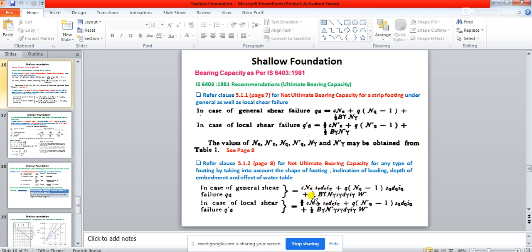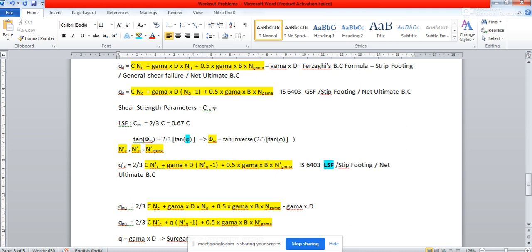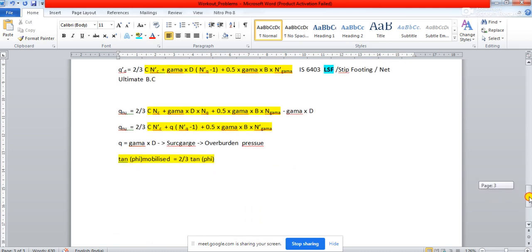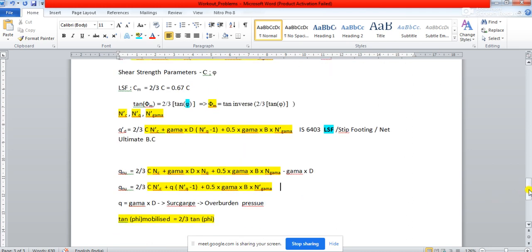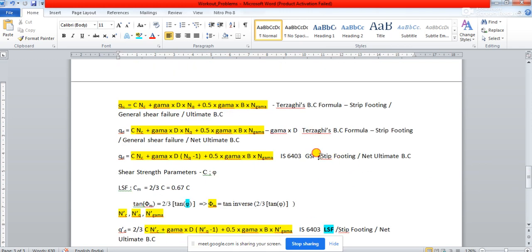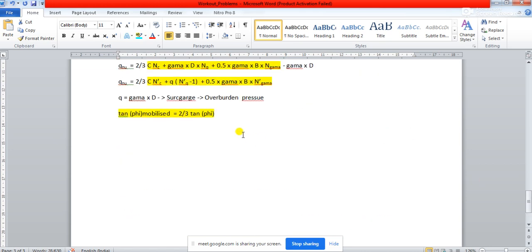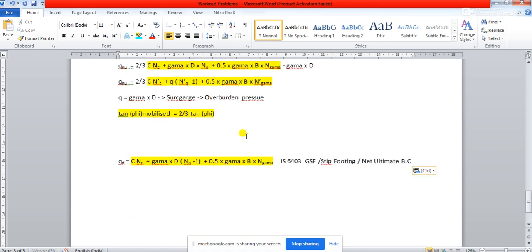Now considering this, I am going back to this one, and I'll show you what is being changed. It is very simple to remember. We said for strip footing, IS 6403, just today we have discussed IS 6403. IS 6403 has said for general shear failure, strip footing, the net ultimate bearing capacity is this: cNc plus gamma D (Nq minus 1) plus 0.5 gamma B N gamma.